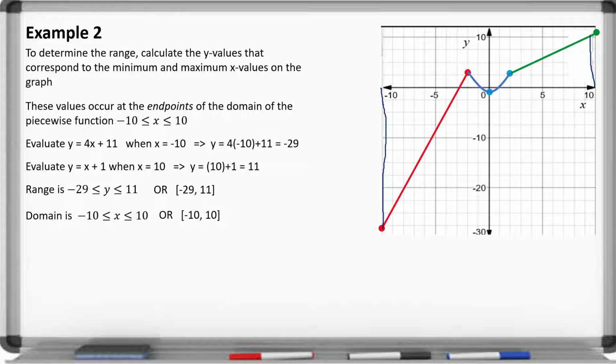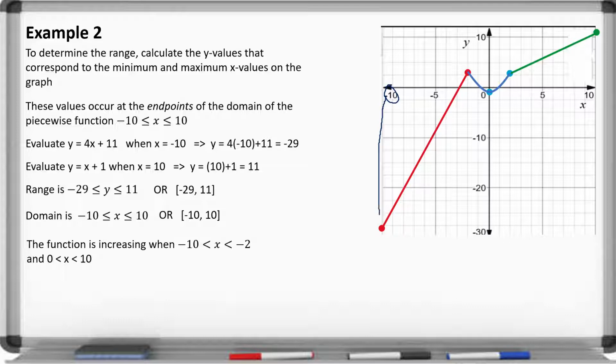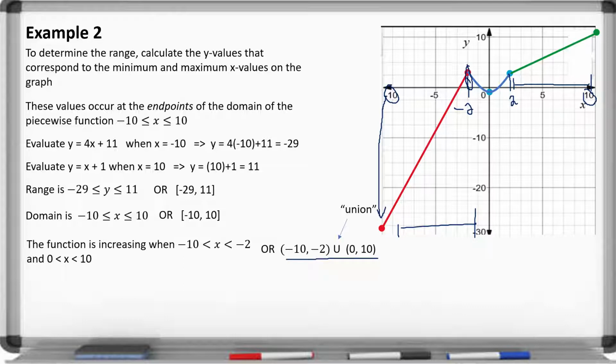Now we're looking at increasing or decreasing. So for the function, it's increasing when x is negative 10 to negative 2. So notice when x is negative 10, the function starts down here. When x is negative 2, which is over here, the function is still increasing up until that point. So between these two x coordinates, it's increasing. It's also increasing between these two x coordinates, which in this case is at x equals 2 and x equals 10. So therefore, I have my two parts for the increase, which is between negative 10 and negative 2, union, this symbol means union, which means or you're combining the two answers, 0 to 10.